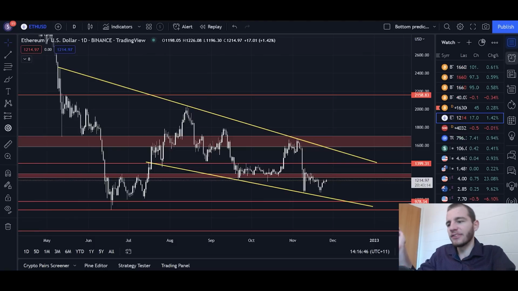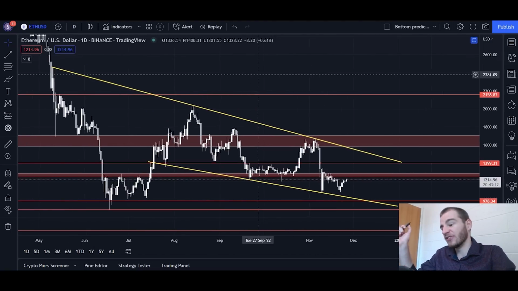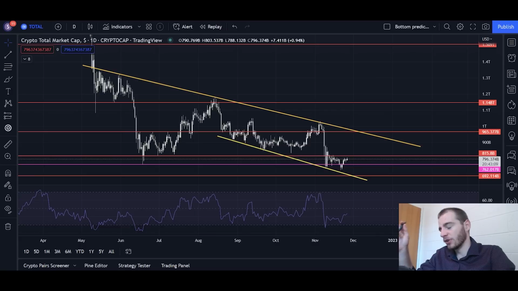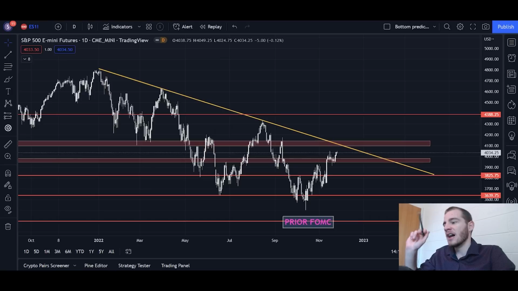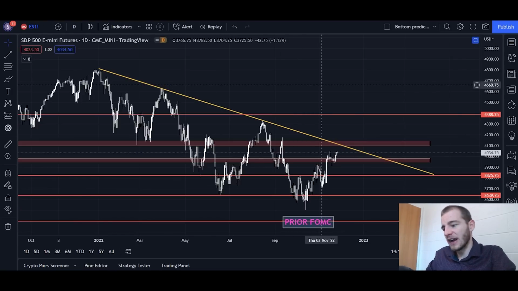But I do want to add to this by saying Ethereum's in a descending channel formation, which is bullish. The total cryptocurrency market cap's in a descending channel formation, which is bullish to a certain extent. And even something like the S&P 500 is in an uptrend. Now, the problem with the S&P 500 is that I don't think it's going to break the upside. I think that it hasn't seen lows yet.